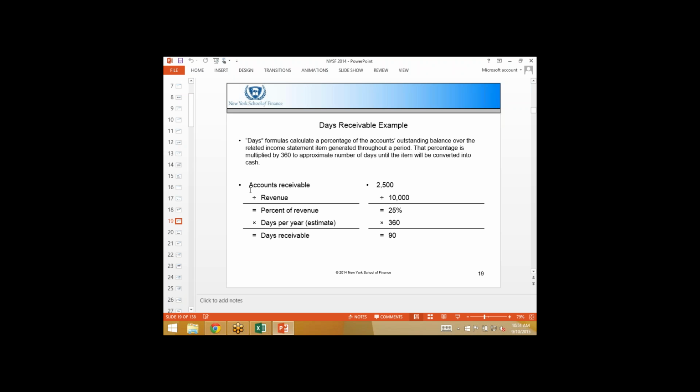A rise in days means we might have a collection issue, or our AR is increasing and our revenue is not. So days helps us manage the adjustment of a working capital item in proportion to some sort of operating item. For that reason, it's important to think about this days formula. A lot of people just memorize the formula, but it's the percentage of the working capital balance divided by some operating assumption, times the number of days. That's how it works.